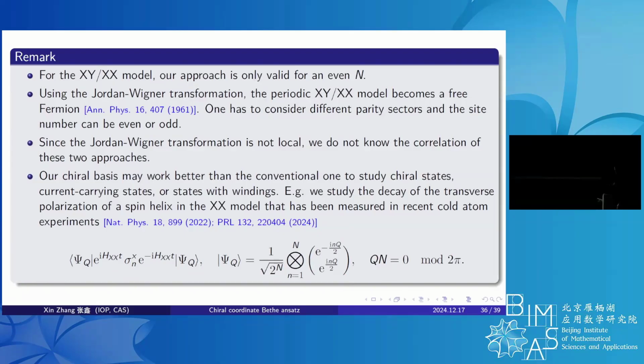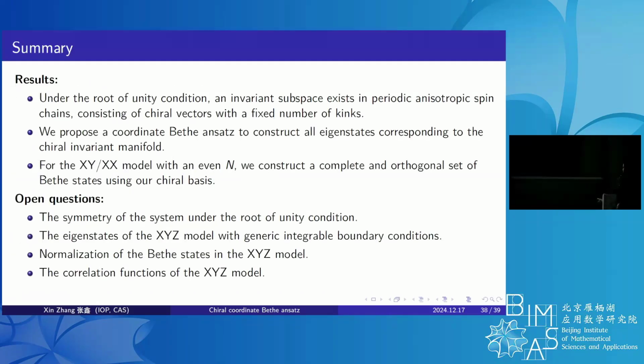So then, a short summary. Under the root of unity conditions, we can see the Hilbert space has an invariant subspace consisting of chiral vectors with a fixed number of kinks. Then we proposed a coordinate Bethe ansatz to construct all the eigenstates corresponding to the chiral invariant manifold. And for the XY and XXZ model with an even n, we construct a complete and orthogonal set of Bethe states using our chiral basis.